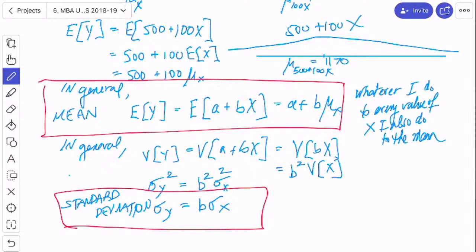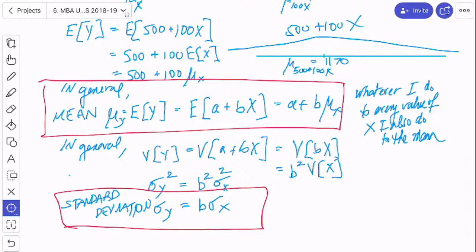Okay, I'm going to write this also as mu y. Sorry, I did that wrong. It's not sigma y, that's mu y. All right, so this is the variance operator: the a drops out. With the expected value operator, whatever you do to the values, you also do to the mean. So those are the two main results that you get to use to solve problems.